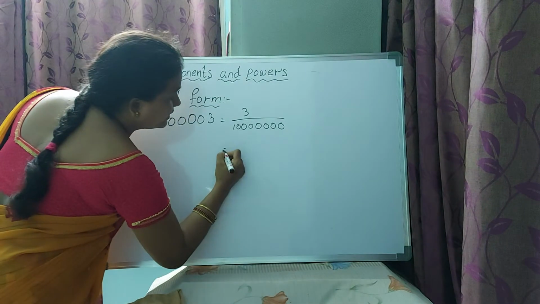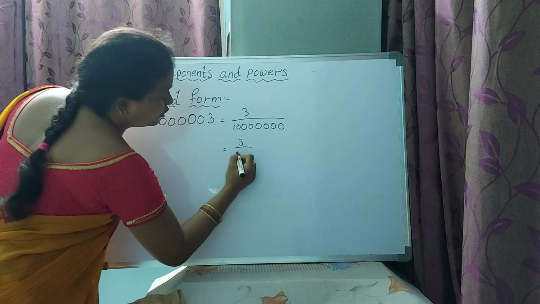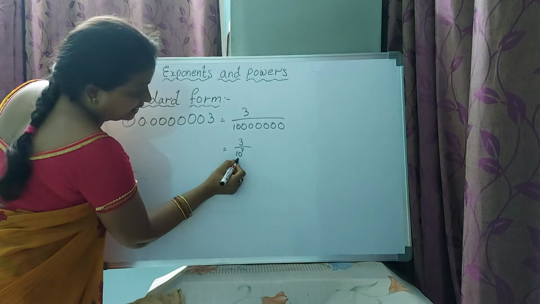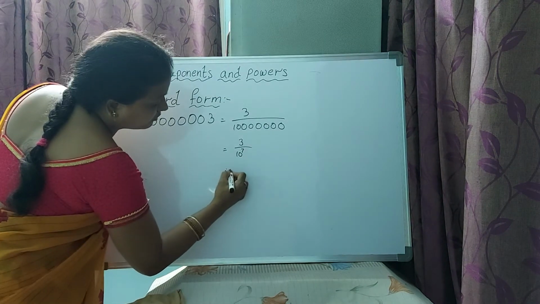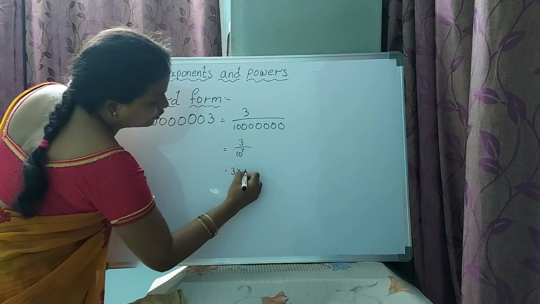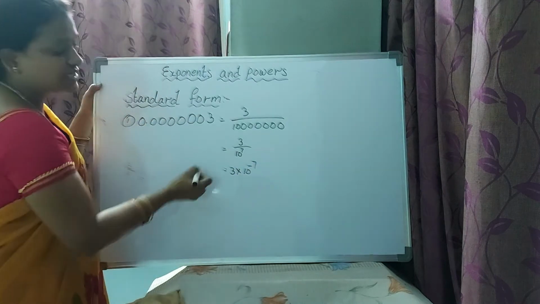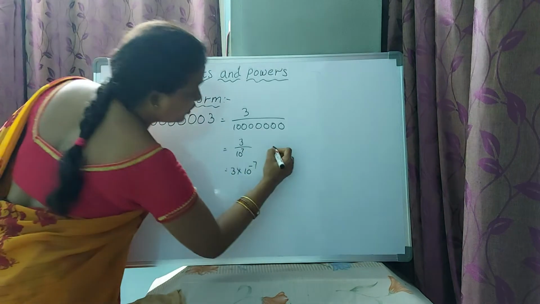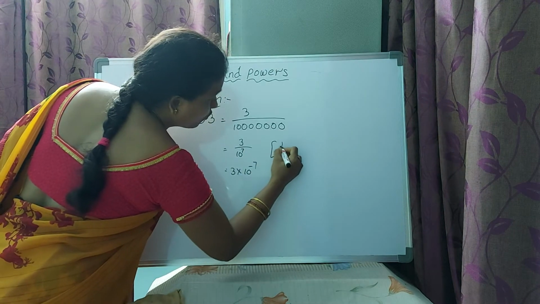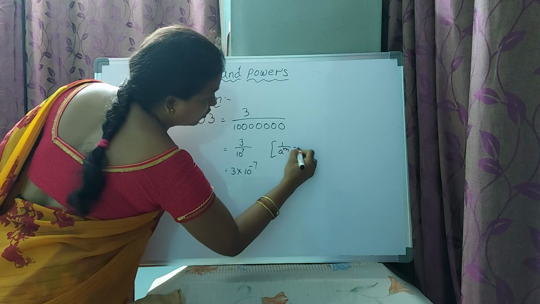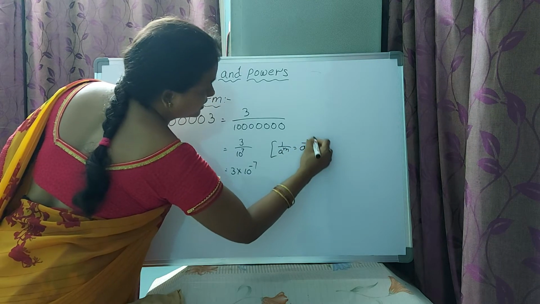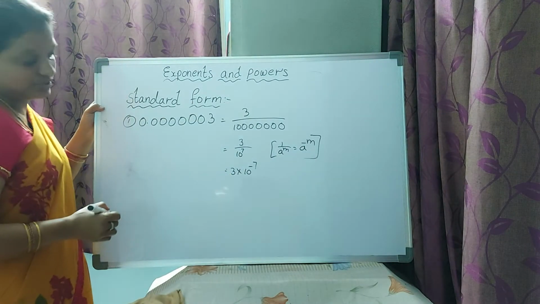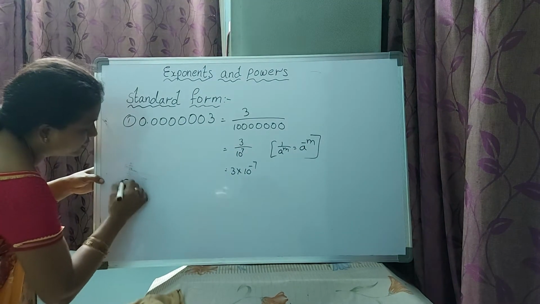Now, I will write 10 to the power of 7. If this 10 to the power of 7 is in the denominator, if it comes to the numerator, what will happen? 3 into 10 to the power of minus 7. This is the standard form. See how it came: 1 by a power m is equal to a power minus m. According to this formula, I changed this like this. Okay. One more example we'll see.